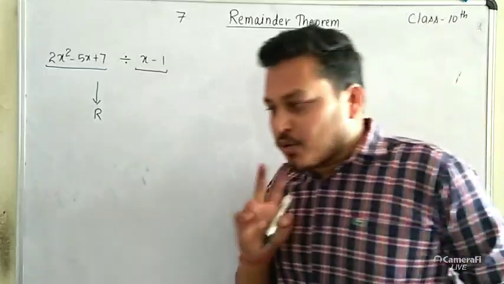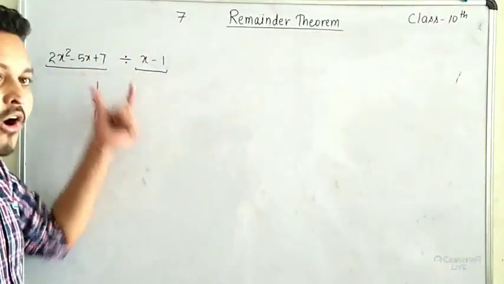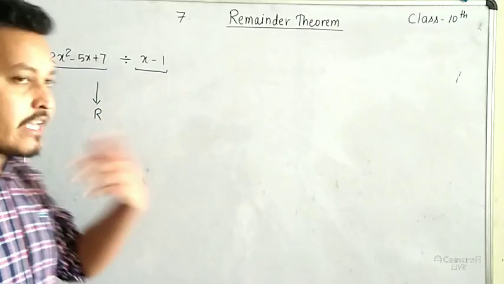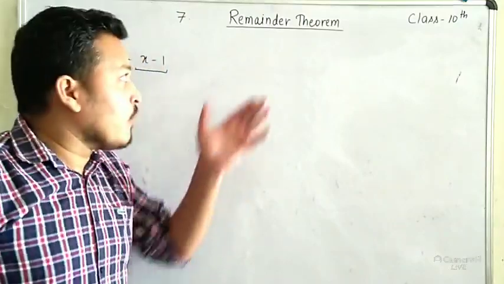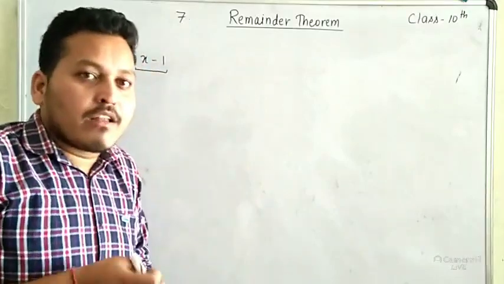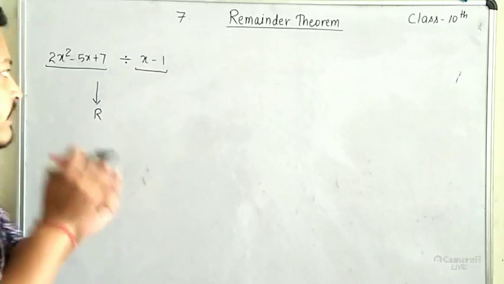So there are two methods to calculate the remainder. One is the long division method, which we are already familiar with. And the second one is the new method. The whole chapter, remainder theorem and factor theorem, is based on the new method. So first we will solve this question by the actual long division method.